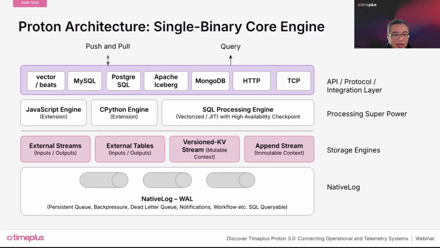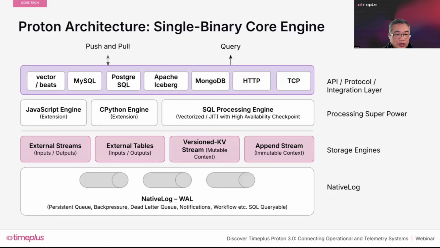On top of that, we have different storage engines, as we call them. One of them is the versioned KV, which provides the mutable semantic, and also append stream, which provides the immutable semantic. Append stream is encoded using a columnar format, and the versioned KV uses row-based encoding, which is super fast for data mutation, as well as point lookup performance.